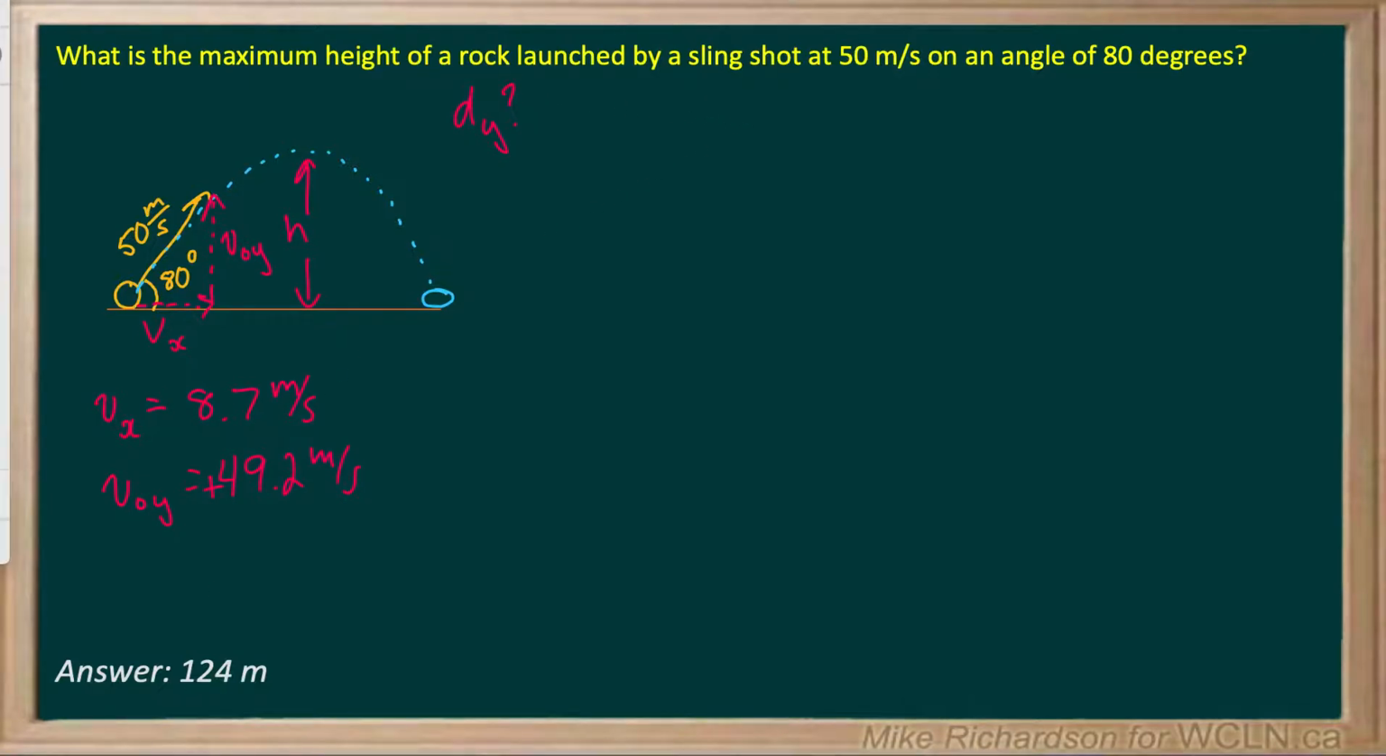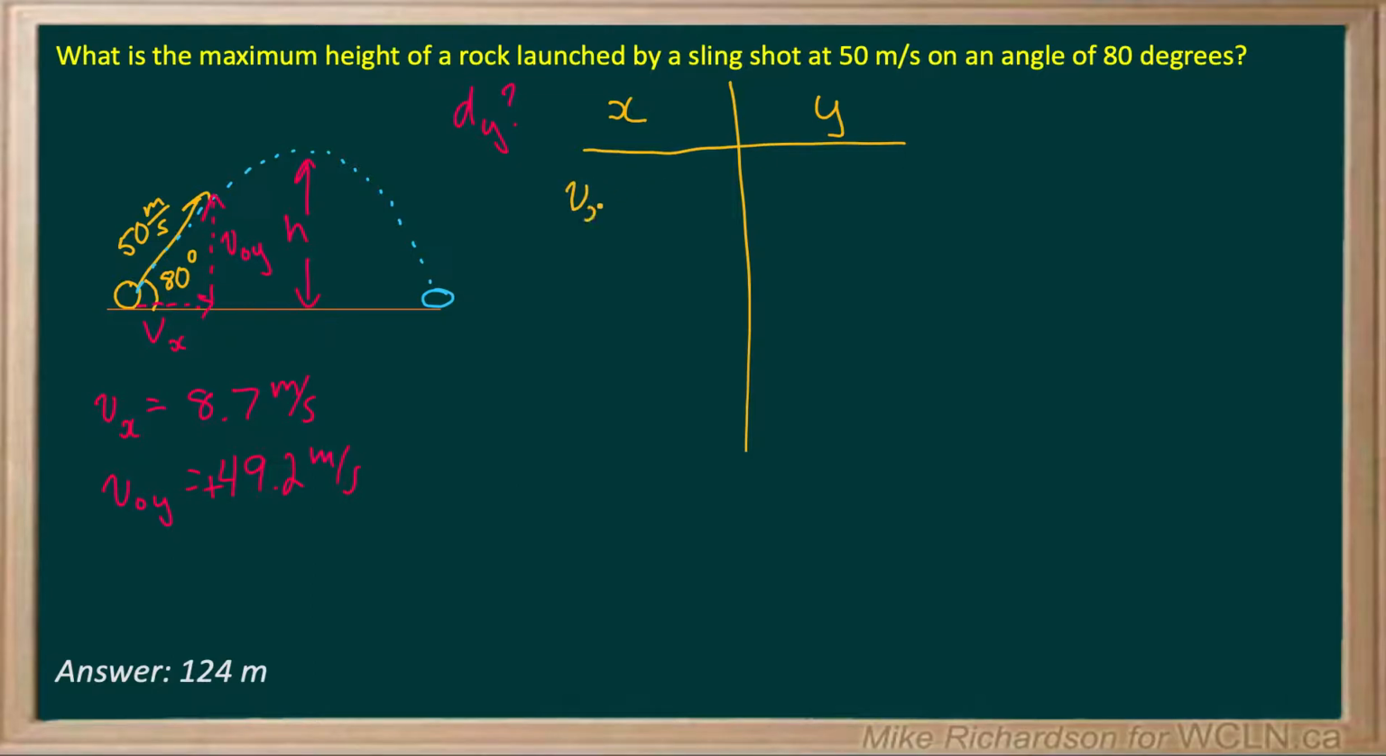Now let's begin our question. Set it up into our two directions. We've got our horizontal direction and our vertical direction. Horizontally, we've only got three variables. Vx, which is 8.7, always 8.7 at all points on the path. Dx, I don't know. Time to the peak, I don't know. V initial in the y we figured out using sine was 49.2 meters per second. And since it's on its way up initially, we say it's positive.